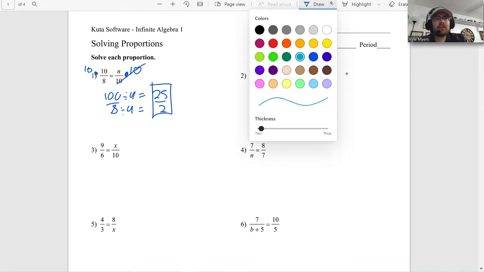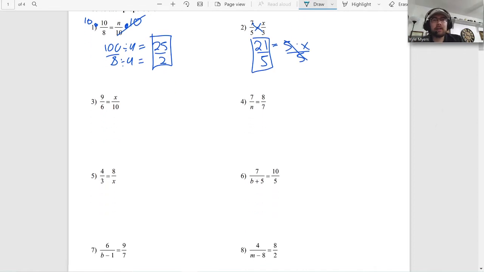And I like to change colors every 2 problems, just because, I don't know, rainbows. Number 3. So notice the variable's at the top. If it's at the top, we can do method number 1.